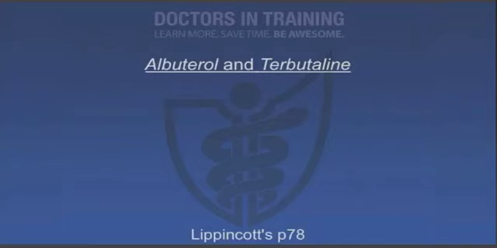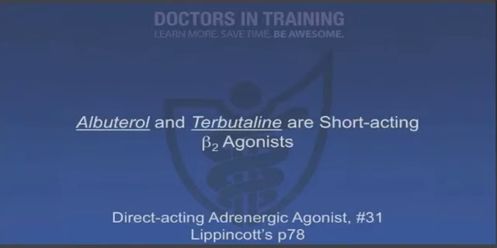Not used as often, though, as the next two drugs I want to mention, albuterol and terbutaline. I stick these together because they are short-acting beta-2 agonists that are used primarily as bronchodilators. They really don't have as much of the cardiac stimulation as the other non-selective beta adrenergic agonists like metoproterenol.